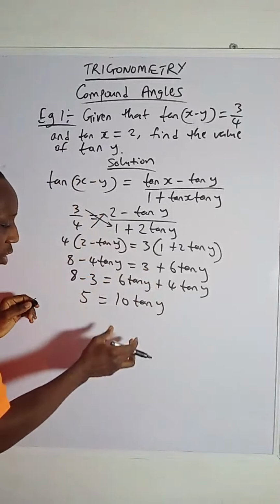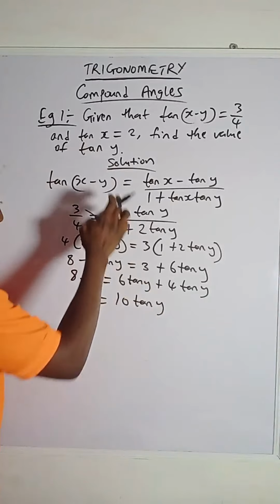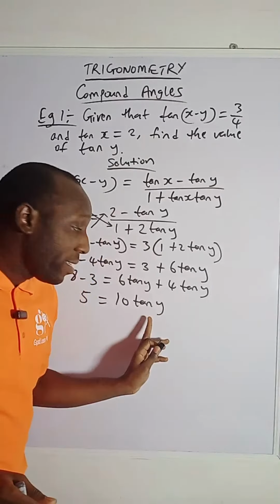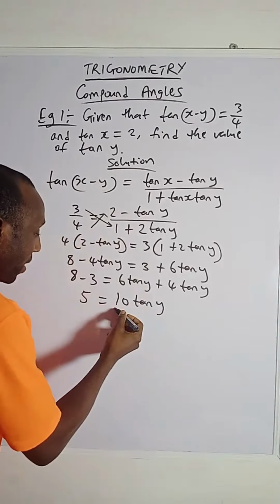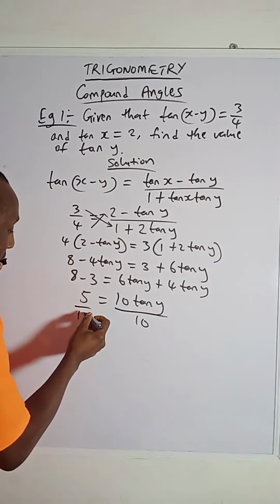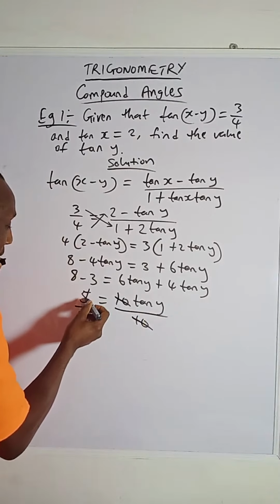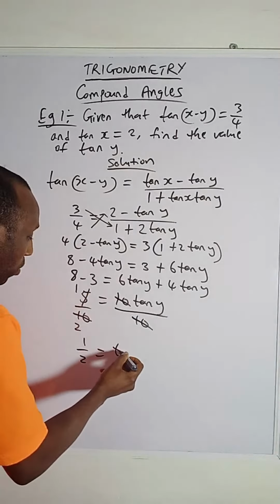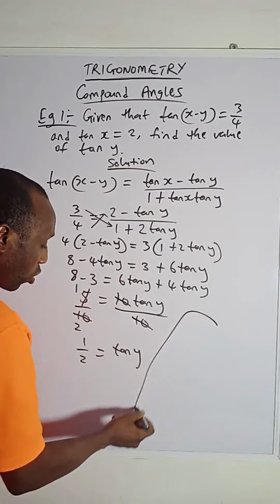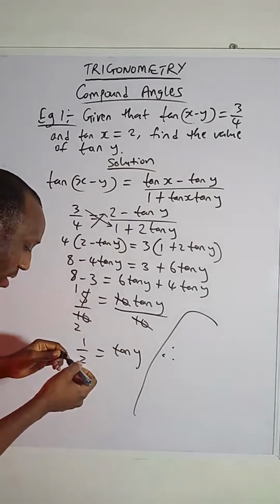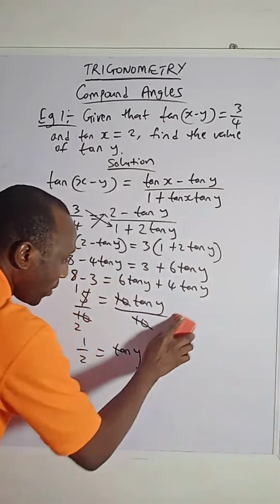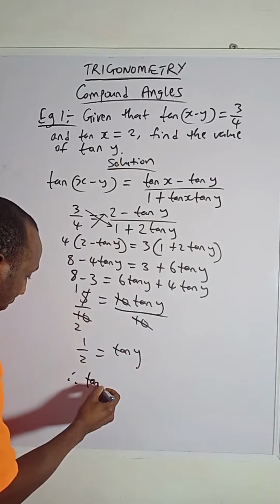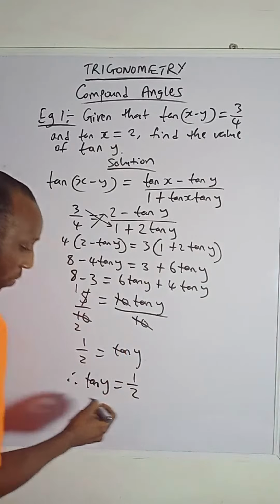Are you getting value from this? Since we need to get tan y, I'll divide both sides by the coefficient of tan y, which in this case is 10. So divide this by 10 and divide this by 10. 10 cancels 10. 5 here is 1, 5 here is 2. So you have 1 over 2 equal to tan y. I'll just conclude by saying, therefore, tan y is equal to 1 over 2.